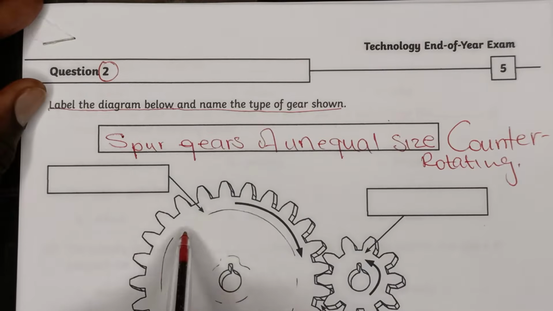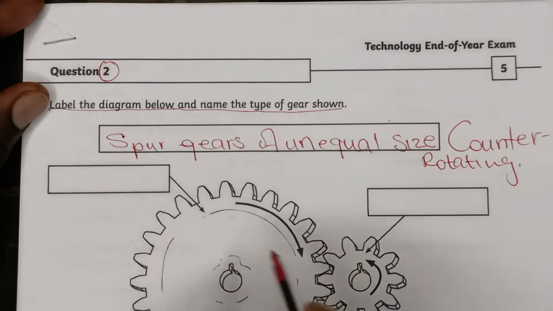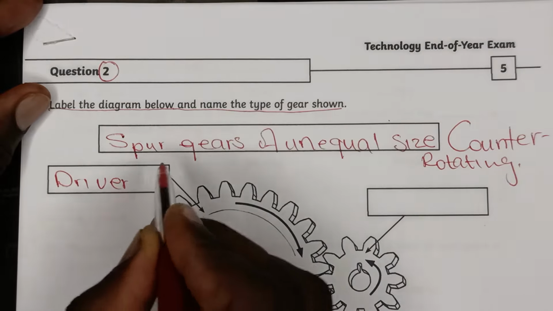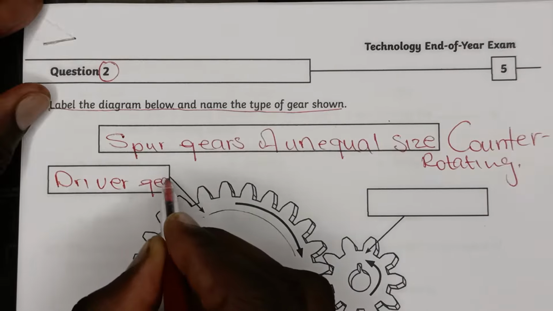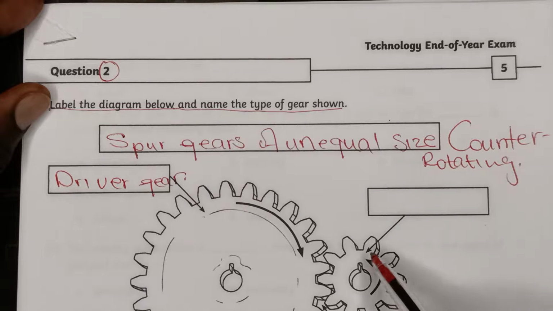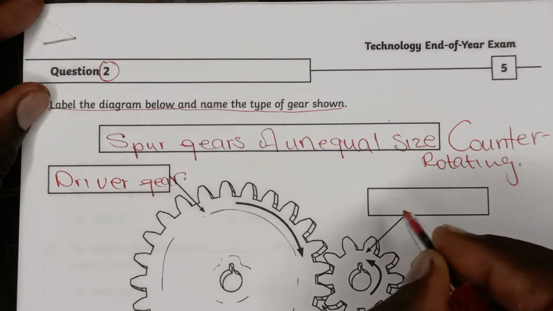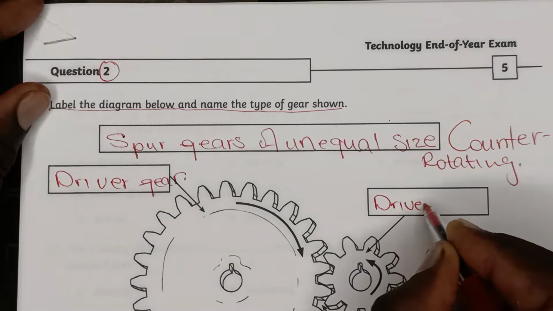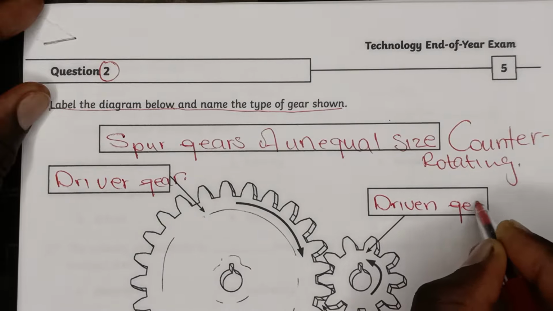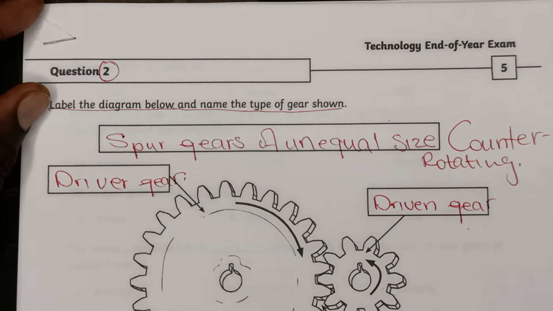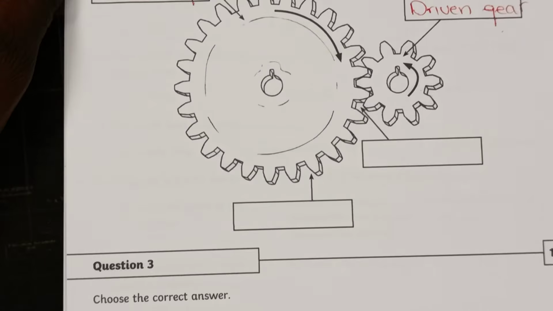So what is this? It's a driver gear. So this is a driver gear, and then here it is a driven gear. So this gear is driven by this one. This is the driver, this is the one that is driven. All right, let's push.